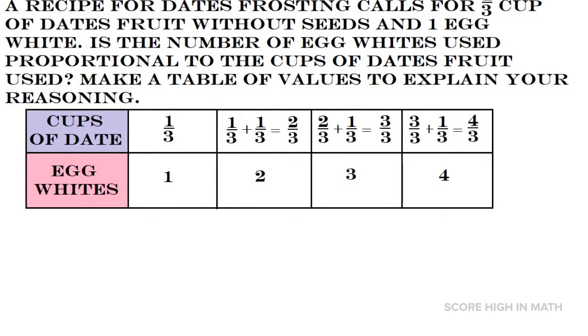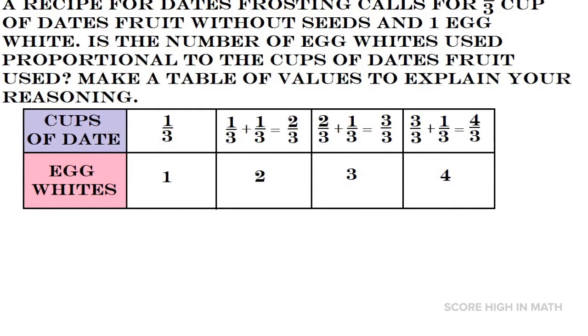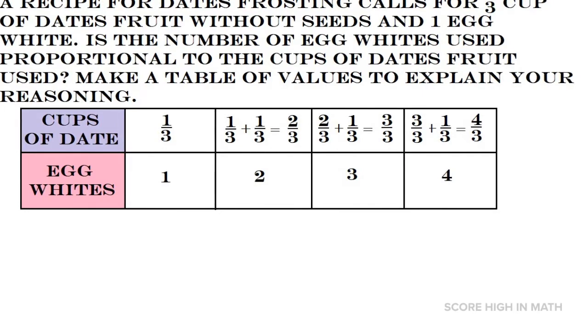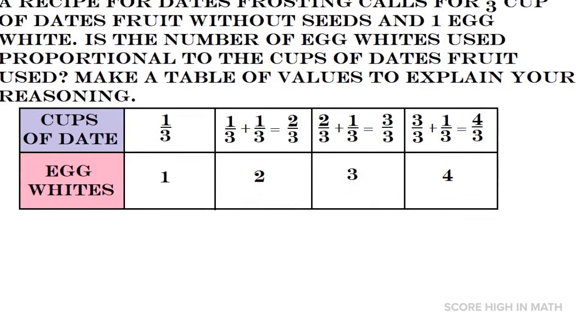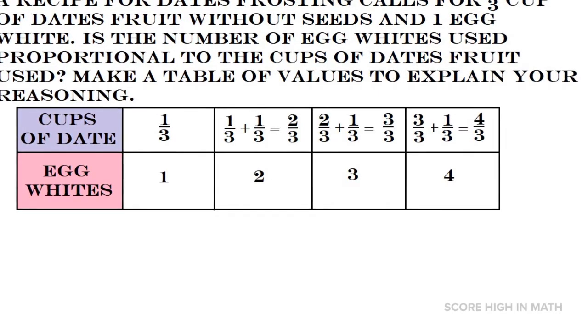For the first column of numbers, each egg white needs 1/3 cup of dates. If we are going to use 2 egg whites, we are going to add 1/3 plus 1/3, which will give us 2/3. If we are going to use 3 egg whites, we're going to add 2/3 plus 1/3, which will give 3/3 or 1. And if we are going to use 4 egg whites, we are going to add 3/3 plus 1/3 is equal to 4/3.